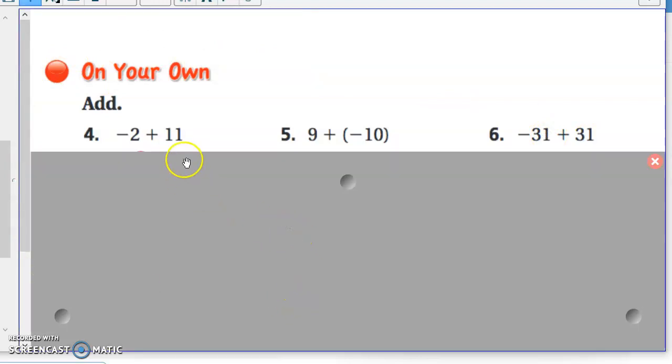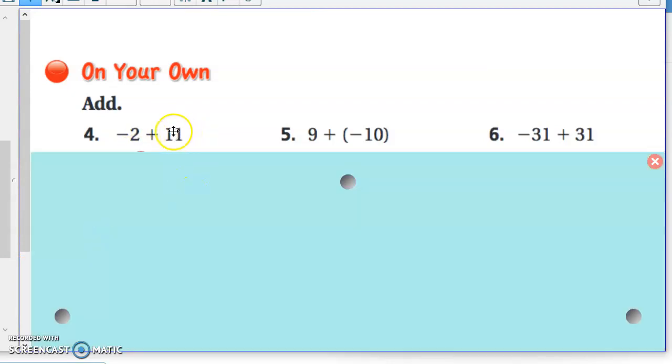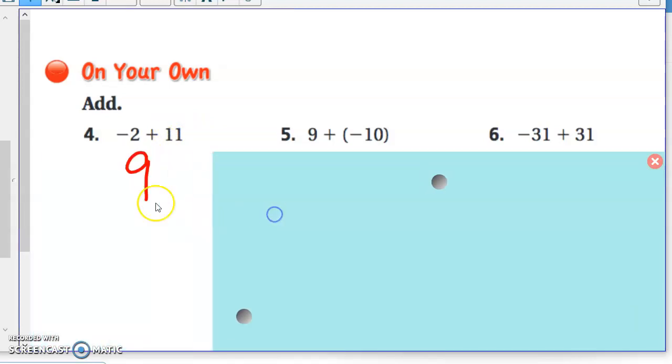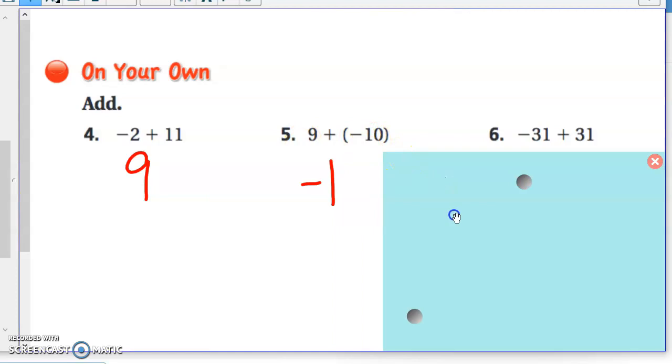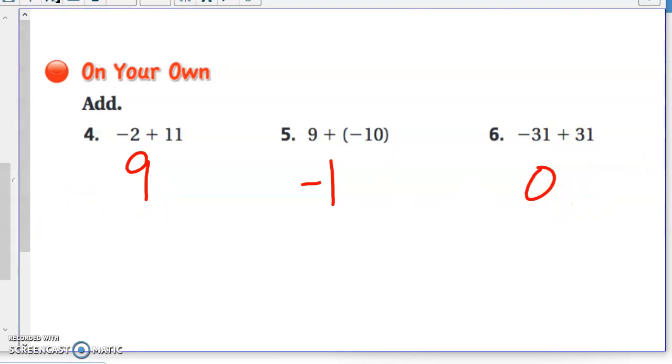Alright, to check these three, again, I would take 11 minus 2, which of course is 9. And then this one is more in the positive, so it would be +9. This one, of course, I would want to do 10 minus 9, which of course is 1. But this one's more in the negative, so it would be -1. And then this one, 31 minus 31, of course, is 0. And when it's 0, it is just 0.